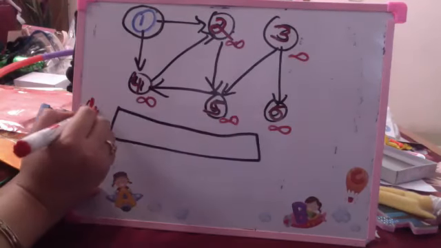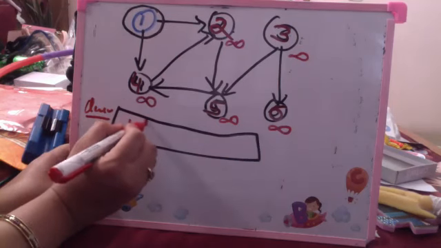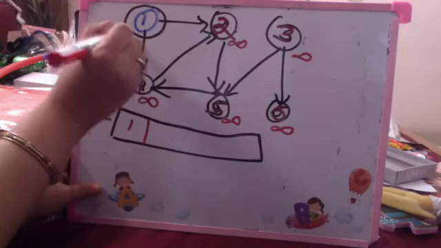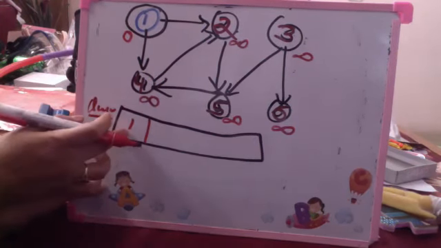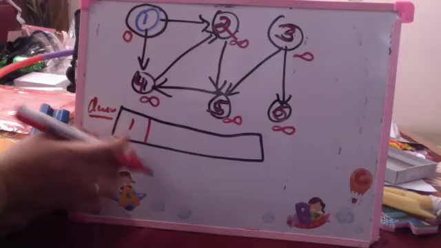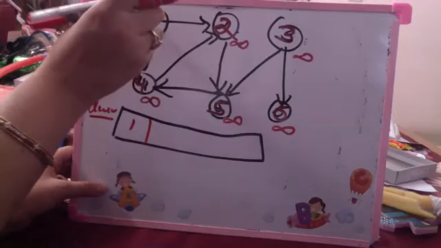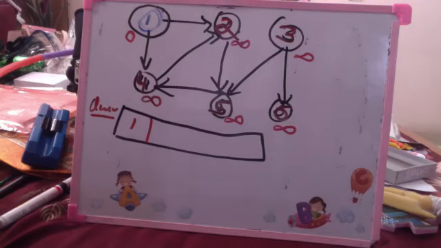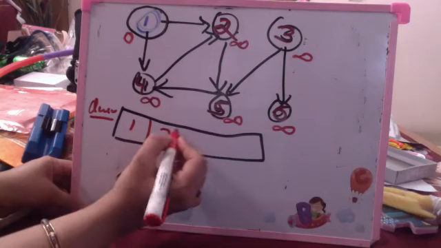This is my queue. Initially, I insert source, which is 1, in the queue. The distance of the source from the source is 0, parent is nil. Clear to all? When I am inserting 1 in the queue, its color is turned gray. Now 1 is turning gray, it is no more white. After this is turned gray, I insert 2 and 4.